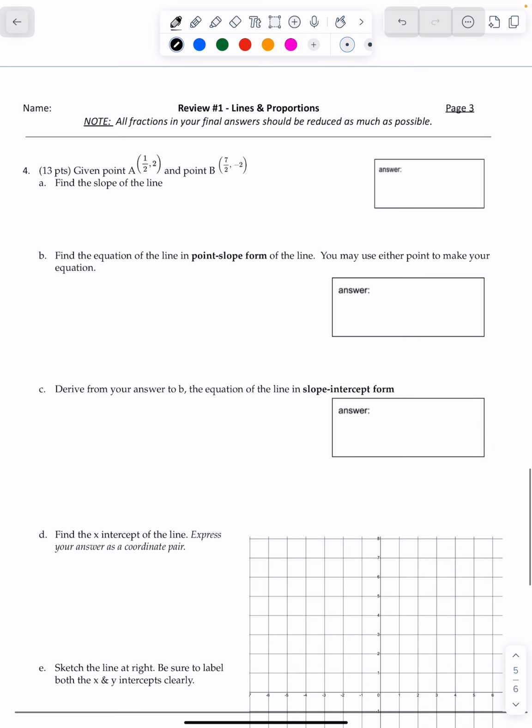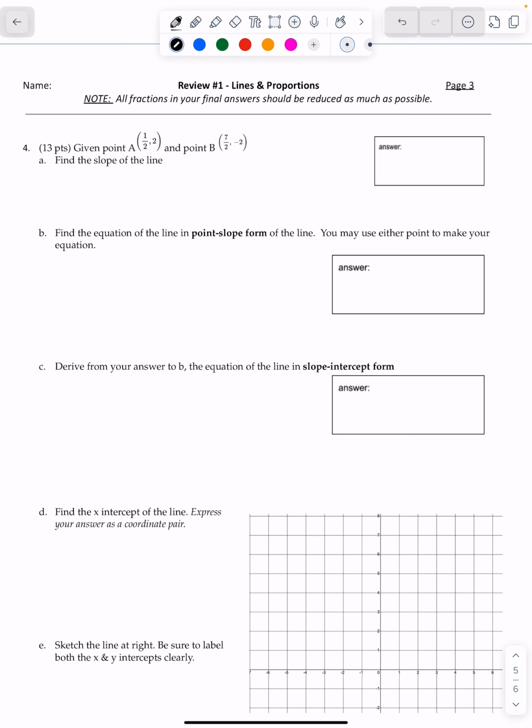All right, last but not least, a page on equations of lines. So find the slope of this line. We can do this. Change in y over the change in x is rise over run, which is 2 plus 2 over 1/2 minus 7/2. So 4 over negative 6/2, which is 4 over negative 3. All right? Negative 6 divided by 2, negative 3. So that's our slope, negative 4/3.